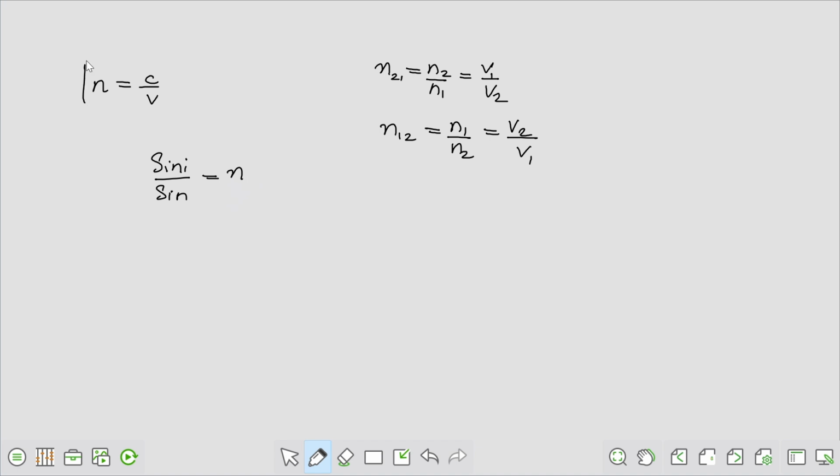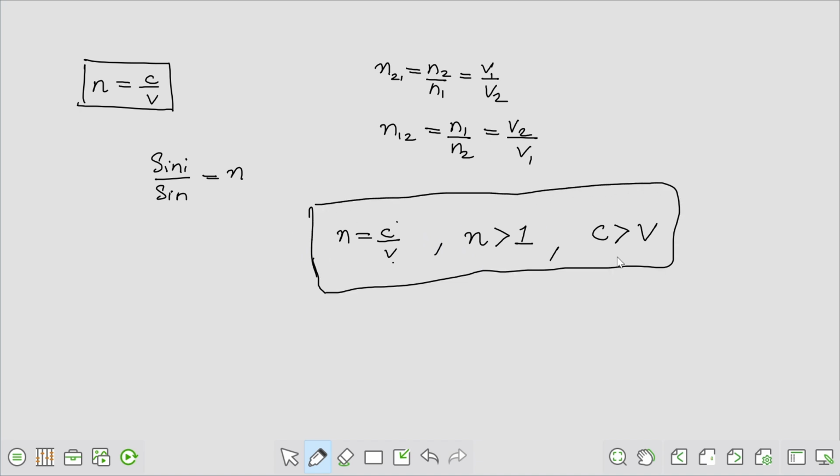And one important point which is related to absolute refractive index is, so we have n equal to c by v. One more point you should remember here is absolute refractive index is always greater than 1. Okay, why is it greater than 1? Because c is greater than v. Your numerator is c, that is 3 into 10 power 8, that is the maximum speed, and your denominator is always less than your numerator. Okay, so your ratio will always be greater than 1. So this is the important point you should remember.